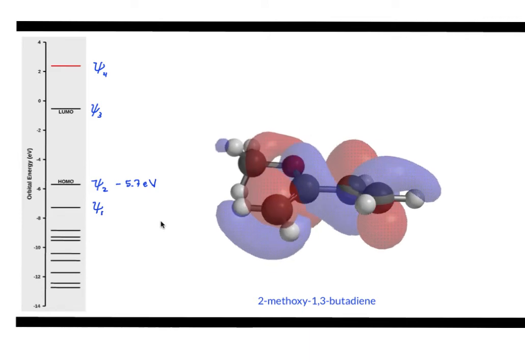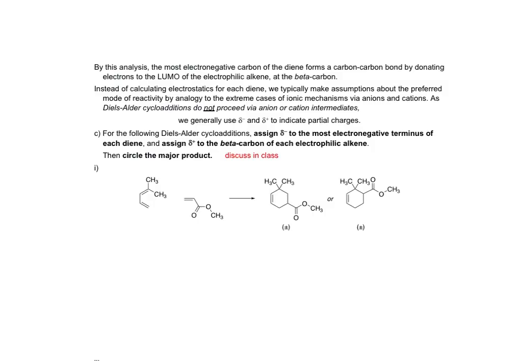Turning to the second page of the worksheet, we can now use this analysis to predict which constitutional isomer will be favored. For the diene, if the most substituted carbon is partial positive, then we can alternate partial negative, partial positive, partial negative, so that the unsubstituted carbon is more nucleophilic than the more substituted carbon.